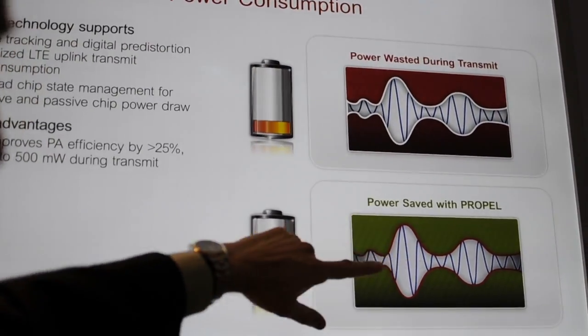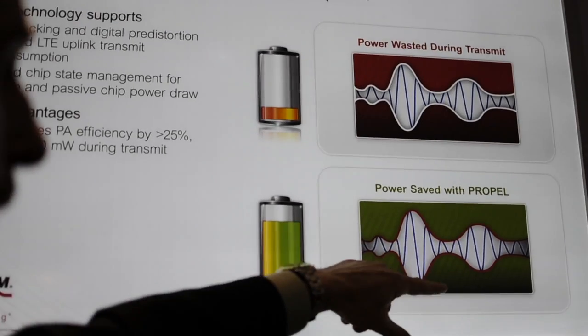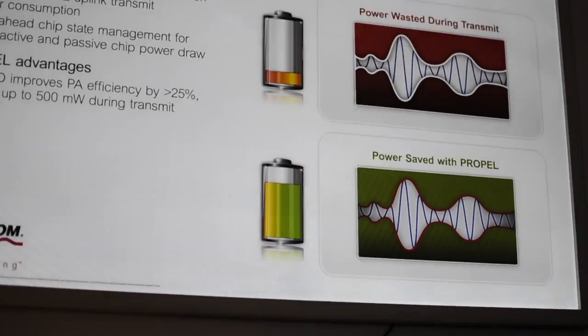Now, if you can track the envelope, you see the red line very thin, you have a savings potential indicated here in green. And that is what we do in envelope tracking.